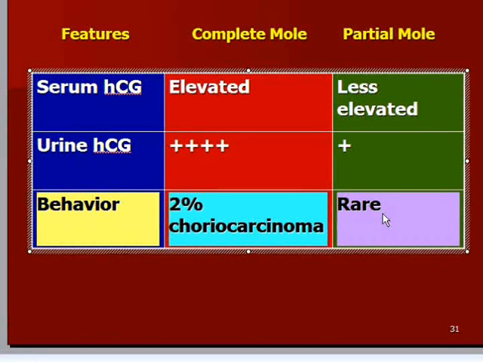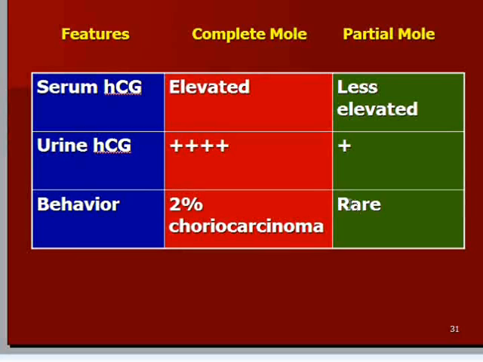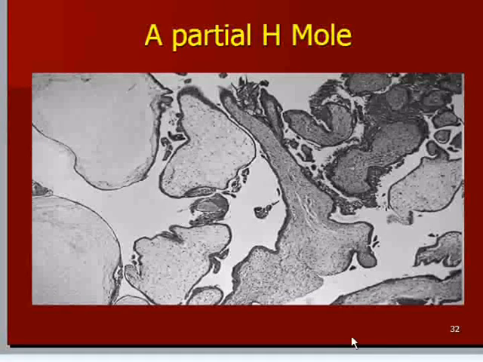Complete mole, since it does not contain any maternal tissue, has a chance to develop a choriocarcinoma. And what is the percentage of choriocarcinoma? 2%. Here the 2% is a very important number that we must remember. Whereas in the partial mole, it is extremely rare to get a choriocarcinoma. So which one is better? Of course, it is the partial mole.